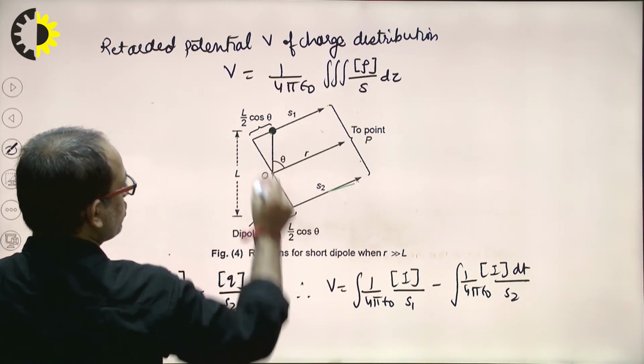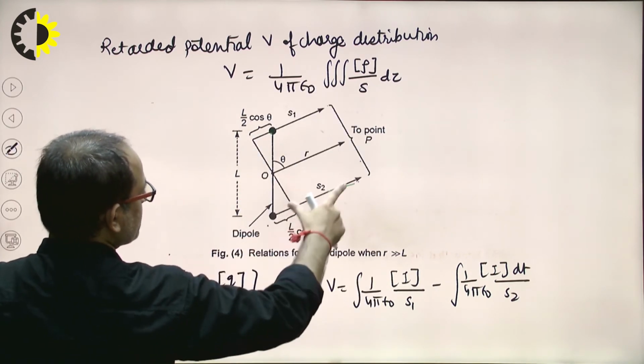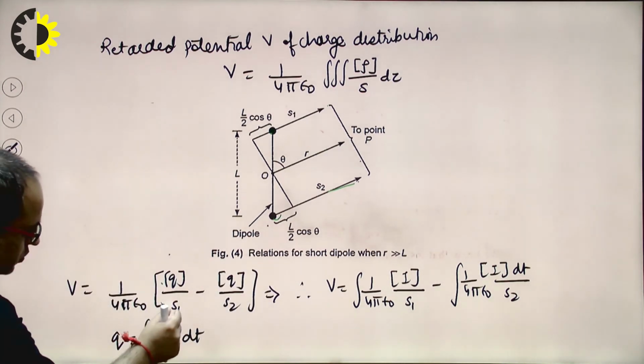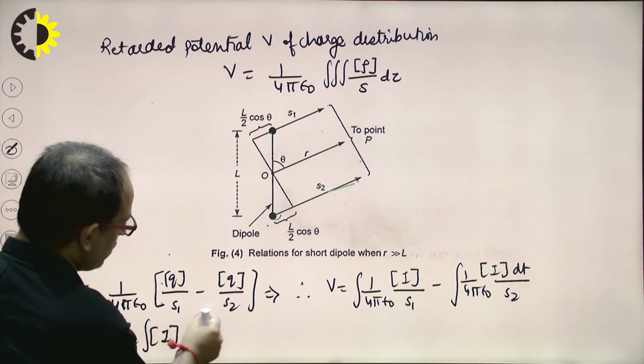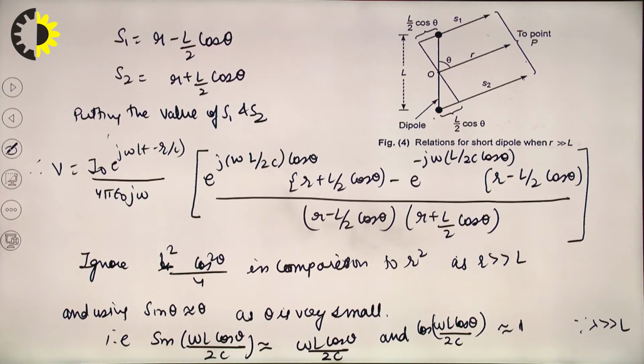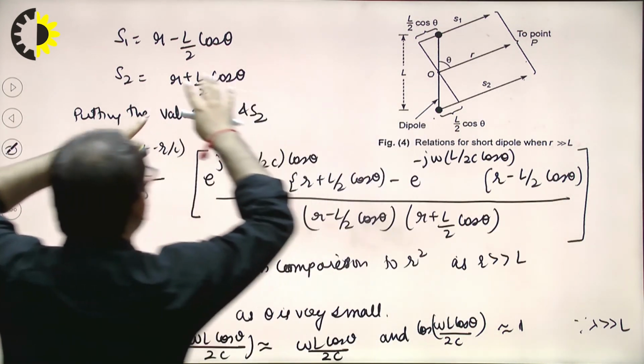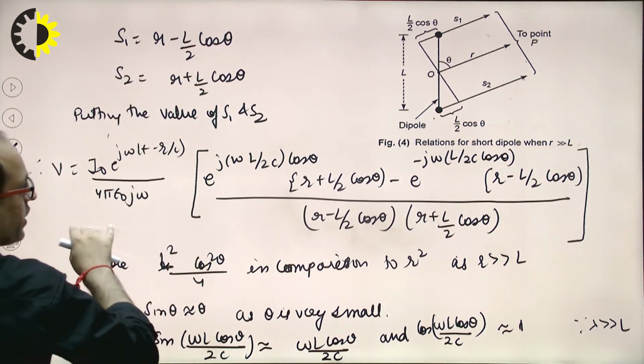S1 will be R minus L by 2 cos theta, and S2 will be R plus L by 2 cos theta. So just put this value: S1 equal to R minus L by 2 cos theta, S2 equal to R plus L by 2 cos theta. Clear? Now if I put this value of S1 and S2, you will get this one.